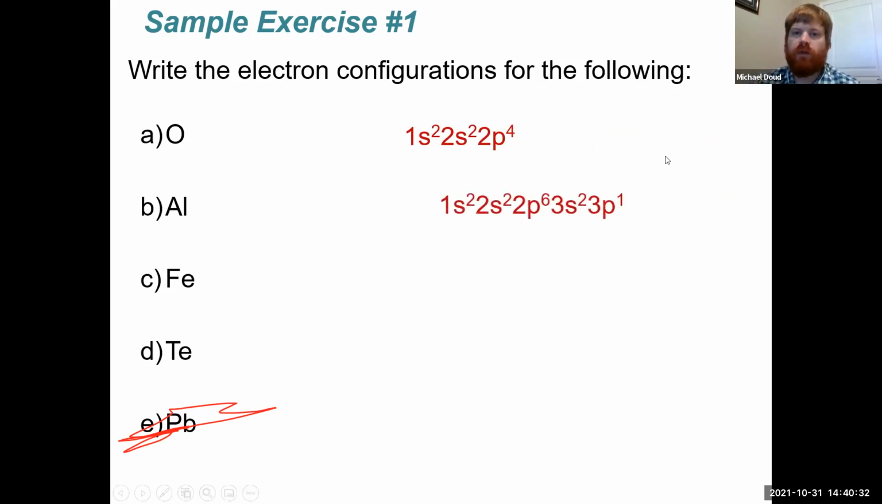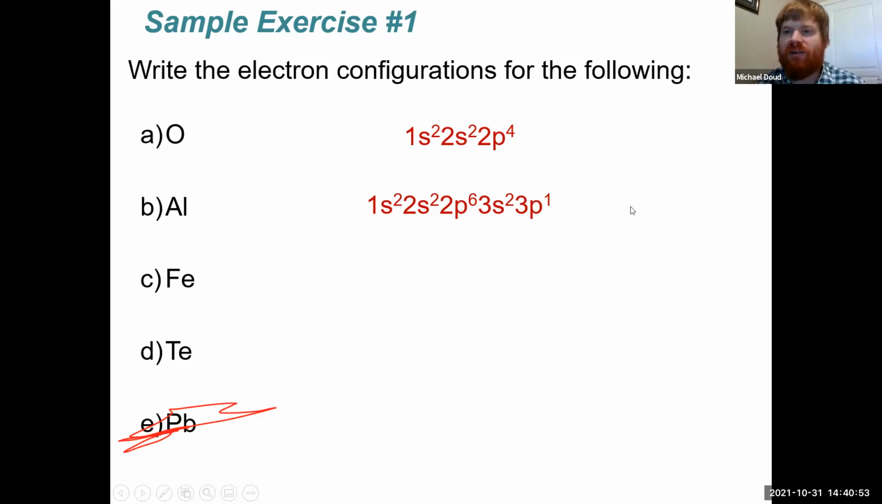Next up, aluminum. How many electrons do you have in aluminum? You have 13 electrons in aluminum, right? Okay, so the first 2 in the 1s, the second 2 in the 2s, then you have 6 in the 2p, then you move into the 3s, that's 3s2, and the last one into the 3p, so 3p1.